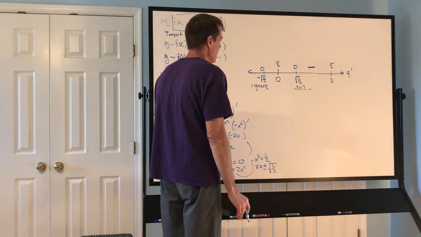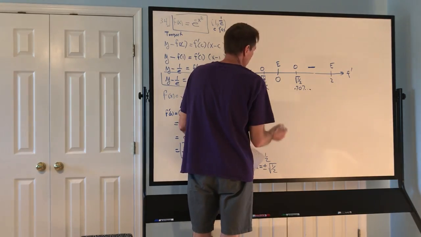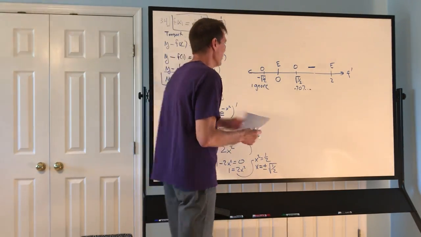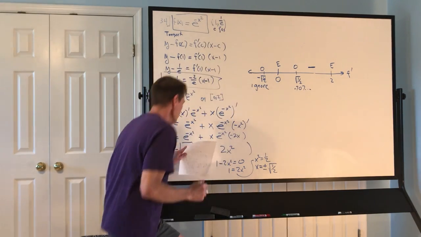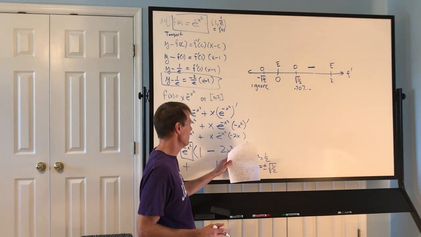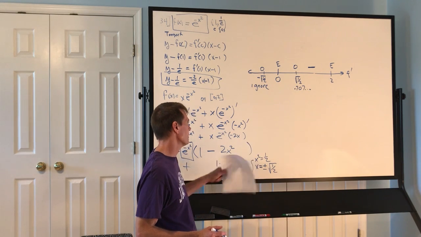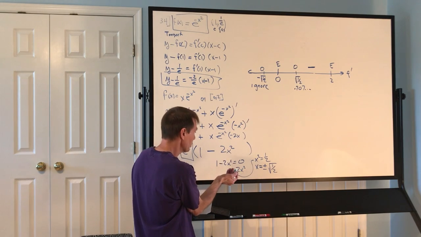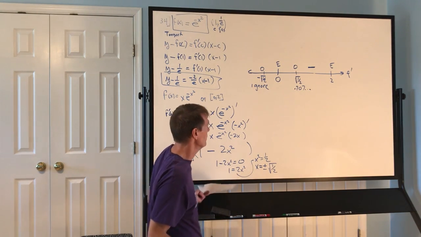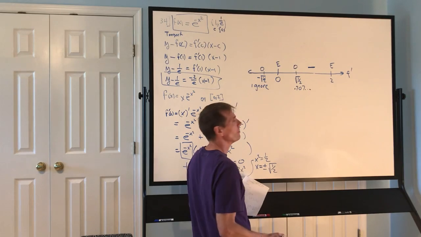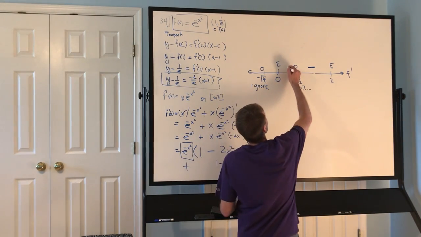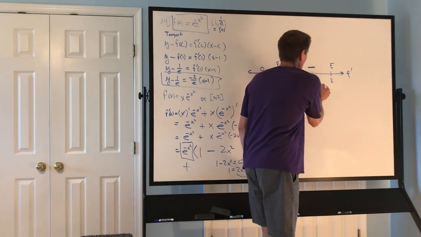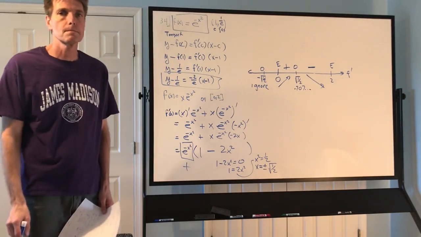We could test by putting in a number in between here and here. Something like 1/2 would be less than this. E to the anything's positive, when I put a 1/2 in, 1/2 squared is 1/4. 2 times 1/4 is 1/2. 1 minus 1/2 is positive. So I'm positive everywhere here, or else I'd have another 0. So we know it goes like this.